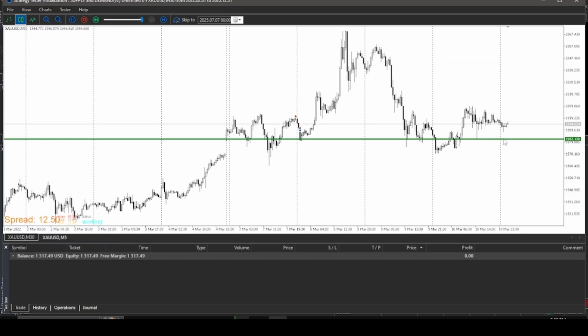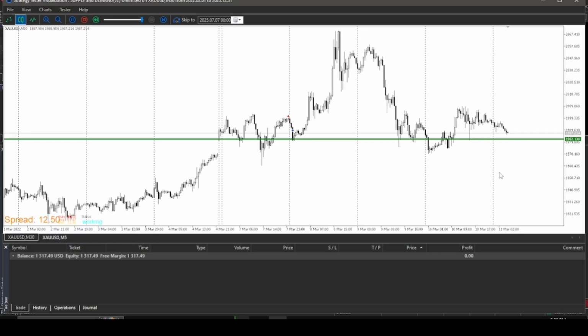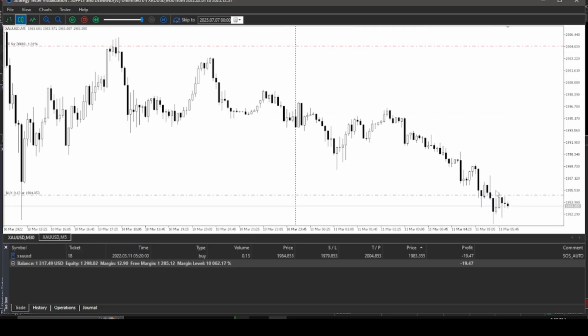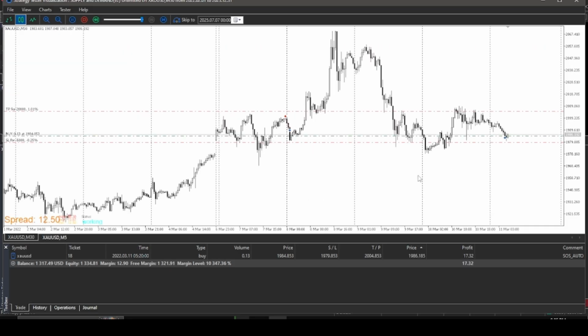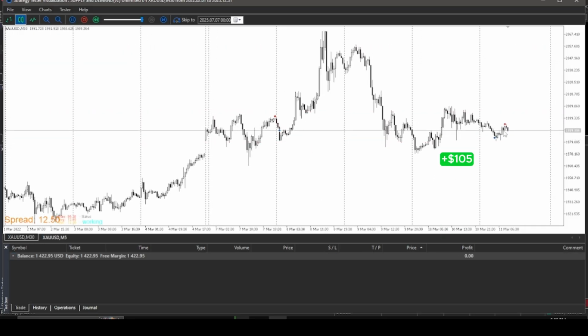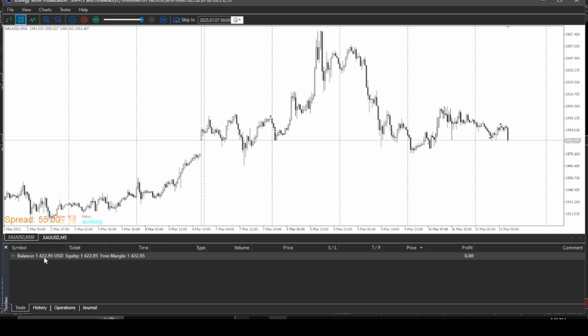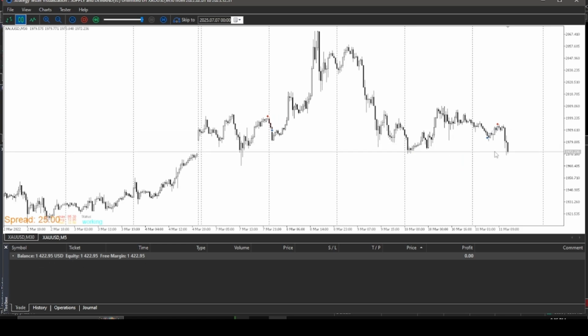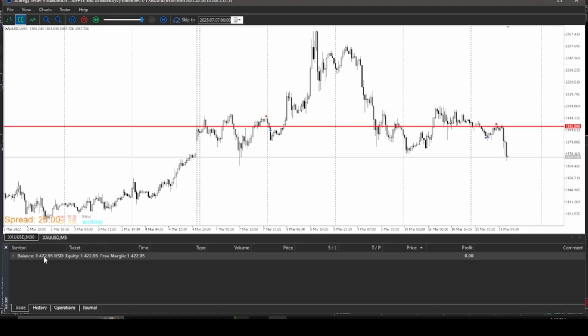Okay, so the market is approaching our demand zone here. You can see that on the 5 minutes time frame, we had this engulfing candle. But let's see how this comes out. Okay, we ended up in profit. So we are on $422 profit. All right. That's over 40% so far.